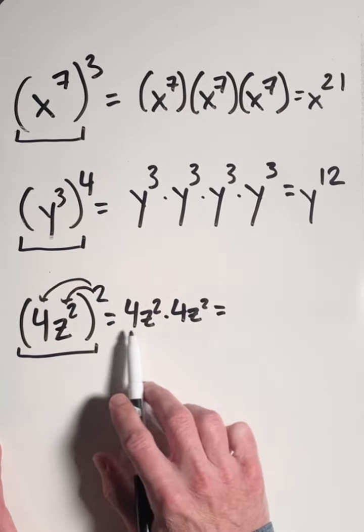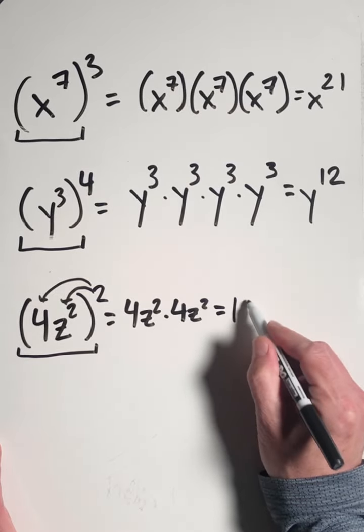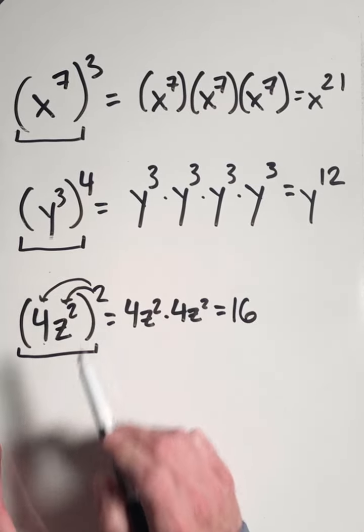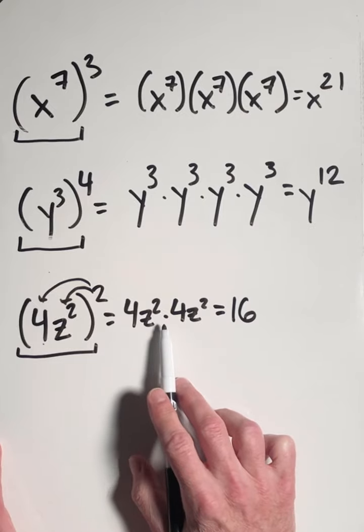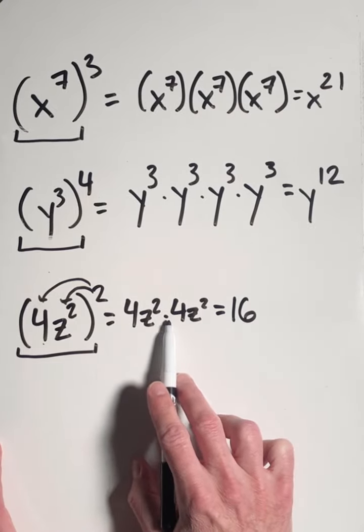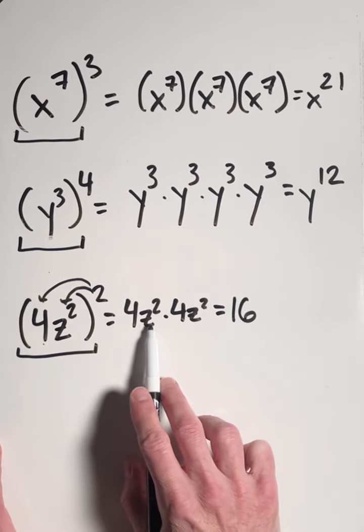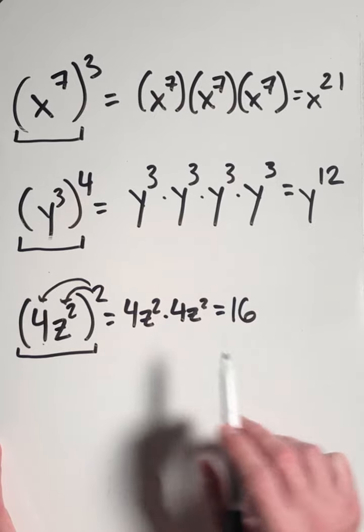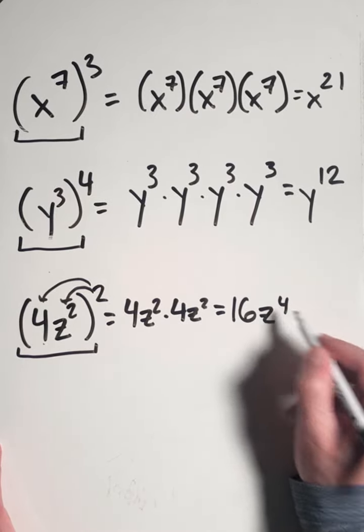We would always multiply the coefficients first, so 4 times 4 is 16. That's 4 to the 2nd power. And z squared times z squared, that's multiplication, which is repeated addition. There are 2 factors of z here and 2 factors of z here for a total of 4 factors of z.